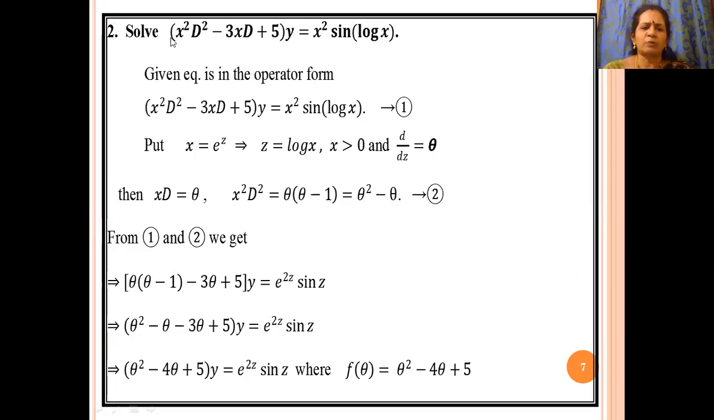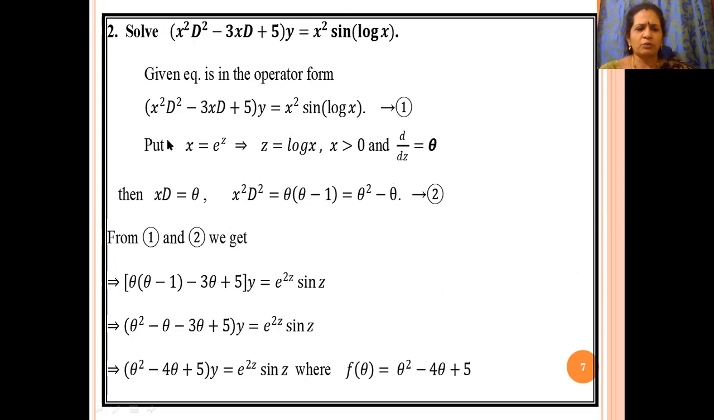Coming to the second problem, what is given here? Solve x square d square minus 3xd plus 5 into y is equal to x square sin log x, right? So the given equation is already in the operator form. No need to convert again. Let it be, this is equation 1. Again, x is equal to e power z, z is equal to log x. Same for every problem, these two steps will be the same.